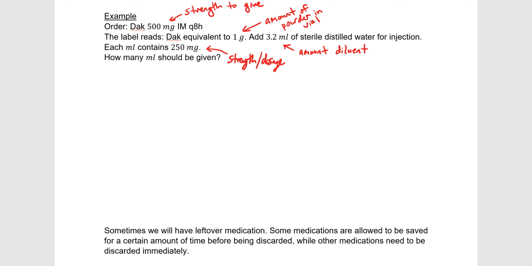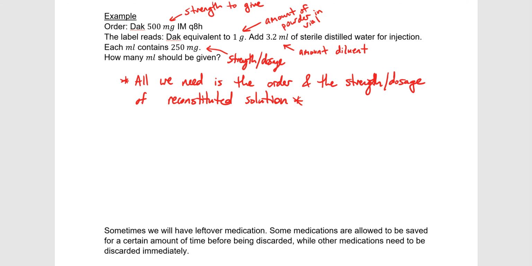Okay, so I just went ahead and labeled all of the information here. So it looks like there's a lot of information, so it looks kind of confusing. All we need in order to set up our proportion is going to be the order and the strength per dosage of the reconstituted solution. So once we know that that's all we need to set up our proportion, it's going to be exactly the same as how we were doing it before.